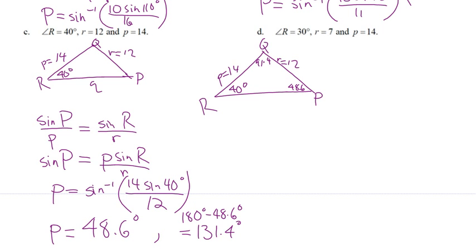The other possible triangle is where this side that's 12 is actually swung in. So here's the 40 degrees. That's 14. This is 12 here.